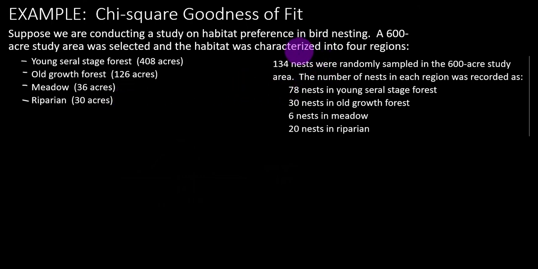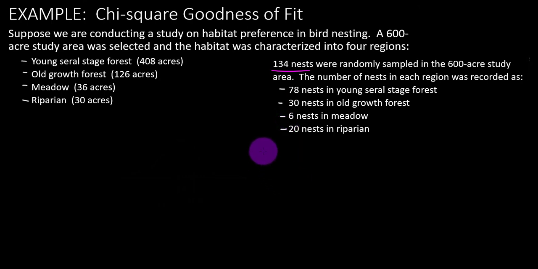Furthermore, they are studying habitat preference in bird nesting. So these researchers sampled 134 nests in this study area. Then they categorized the location or the habitat type that each nest was observed in. So out of those 134 nests, 78 were observed in the young seral stage forest, 30 in the old growth, etc.